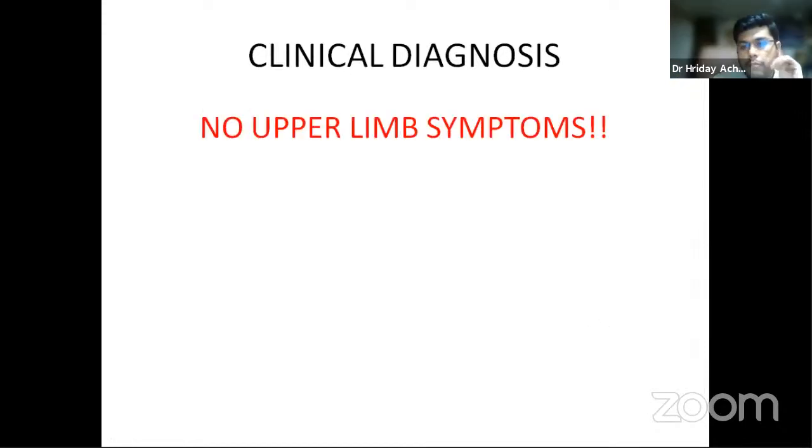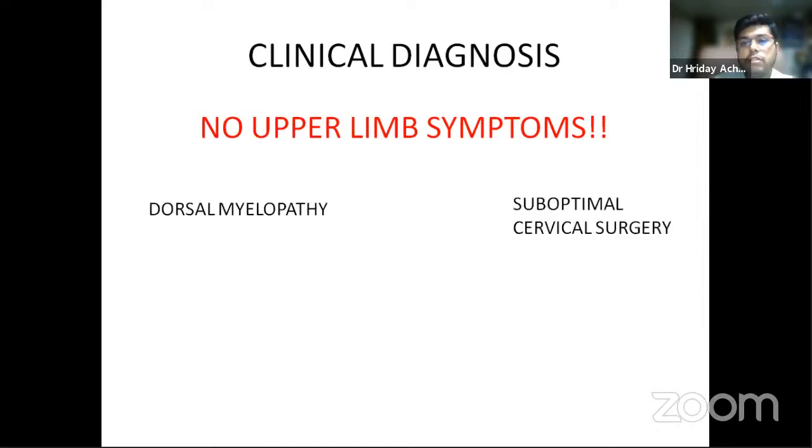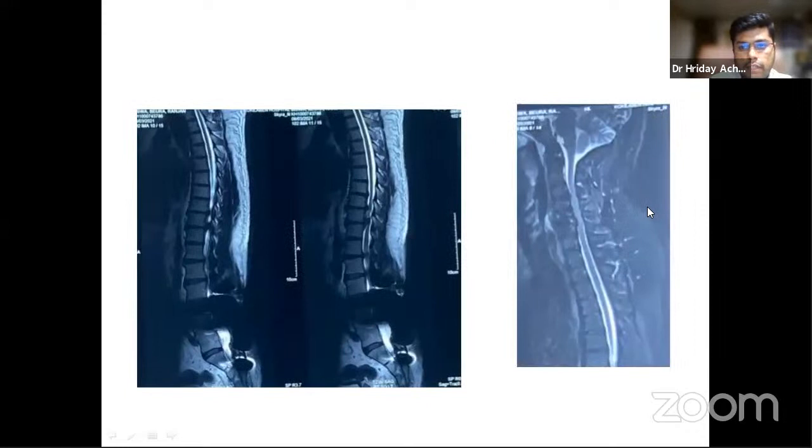So there are no upper limb symptoms. The first thing that we look at is the dorsal myelopathy that we discussed. The other thing is that the patient's radicular symptoms improved, but at that time he might have had some subtle myelopathy which was not noticed. The other differential will be a suboptimal cervical surgery, because the patient has a tendency of multi-level segmentation. So we perform this investigation: the cervical spine MRI post-op, and the dorsal lumbar spine MRI.